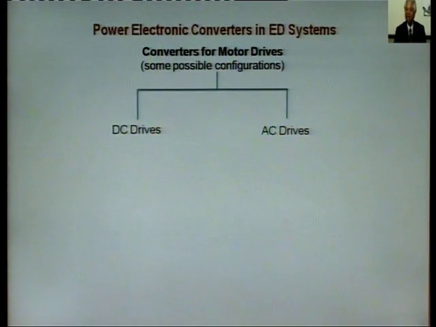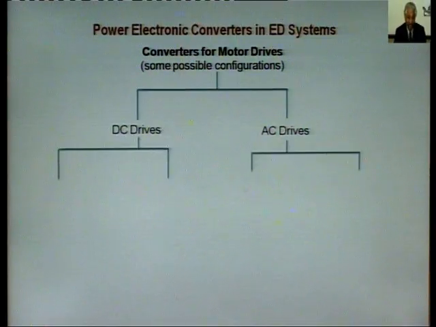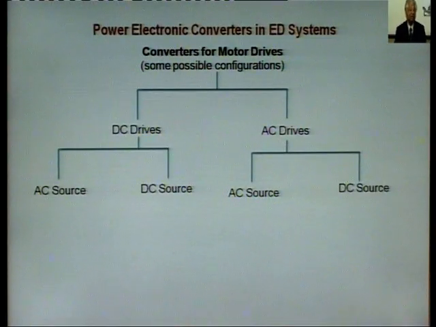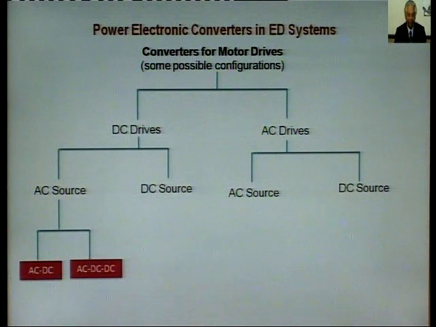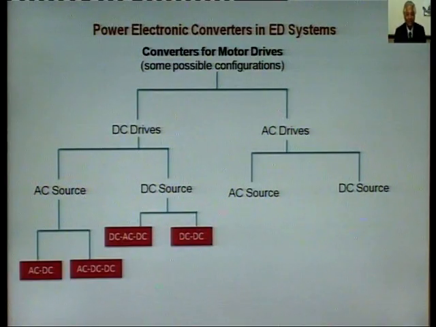DC drives and AC drives. Mainly there are two types of drives which are used in industries. One is the DC drive, another is the AC drive. They have further classifications like this: AC source, DC source. In both cases, the source could be AC, it could be DC. AC to DC converter, and AC to DC and DC to DC. Similarly, a DC source has DC to AC, or DC to DC.